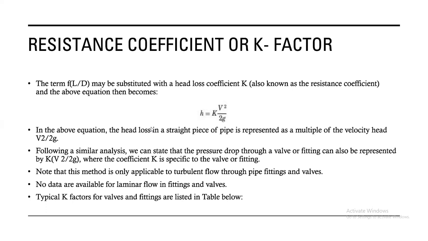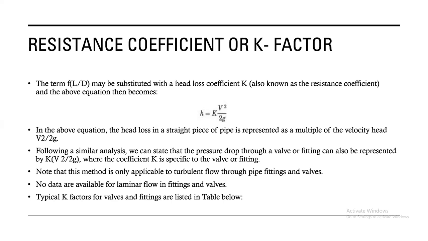In the above equation, the head loss in a straight piece of pipe is represented as a multiple of the velocity head, V squared over 2G. Following a similar analysis, we can state that the pressure drop through a valve or a fitting can be represented by K multiplied by V squared over 2G, where the coefficient K is specific to the valve or fitting.